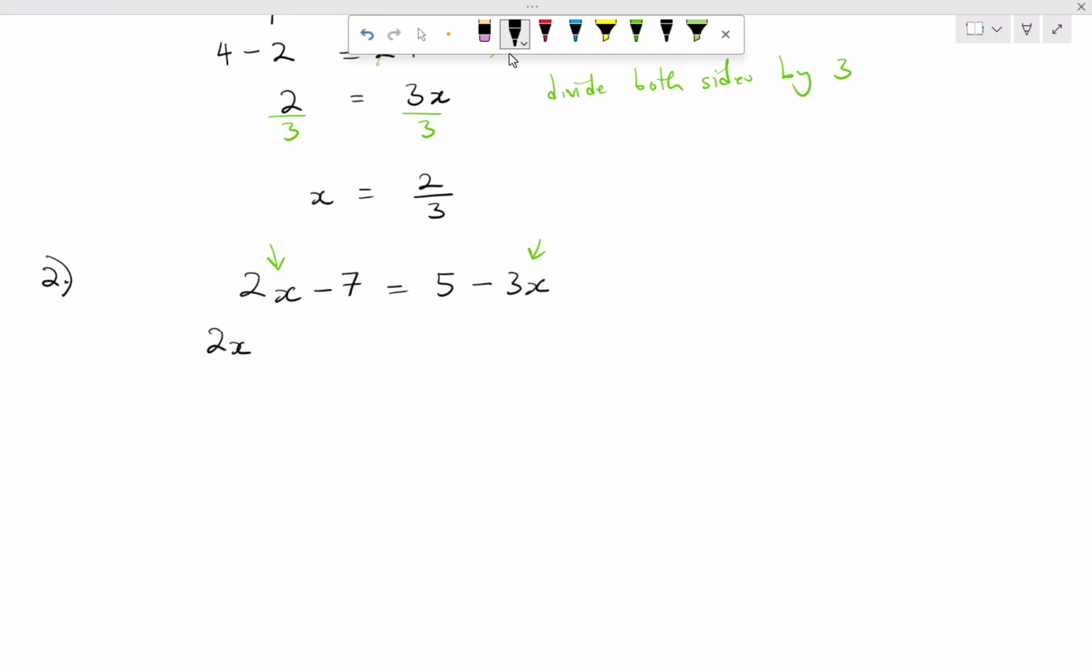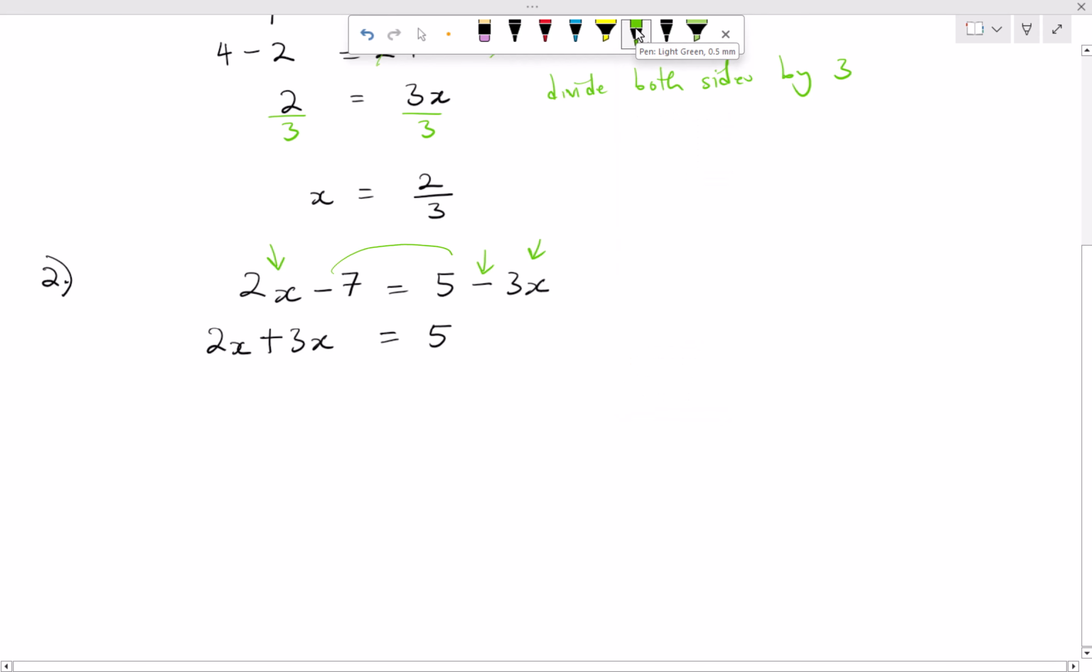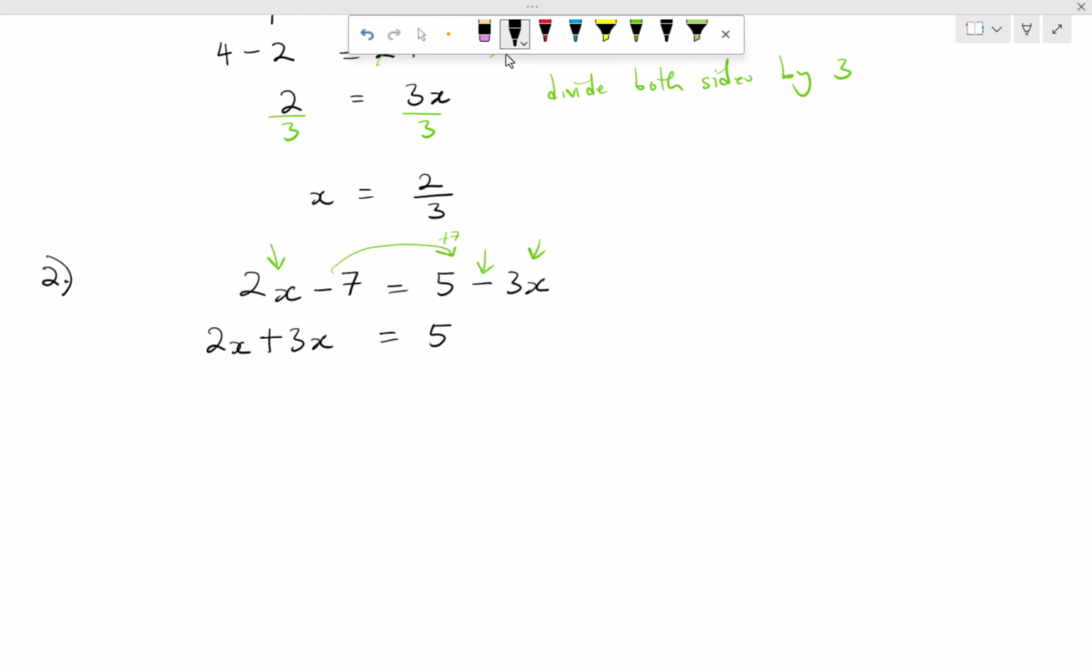So we're going to say 2x. When we take 3x to the other side, the negative sign changes to a positive sign, so we have 2x plus 3x is equal to 5. Similarly, when we take minus 7 to the other side, it becomes a positive 7. So we end up with 5 plus 7. Solving this, we have 5x is equal to 12.